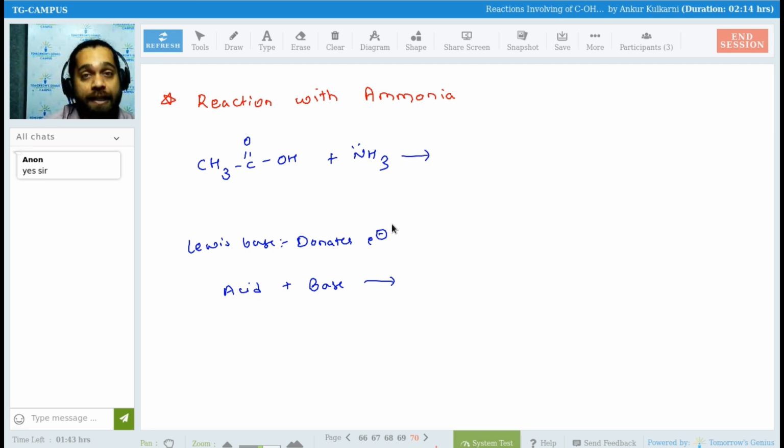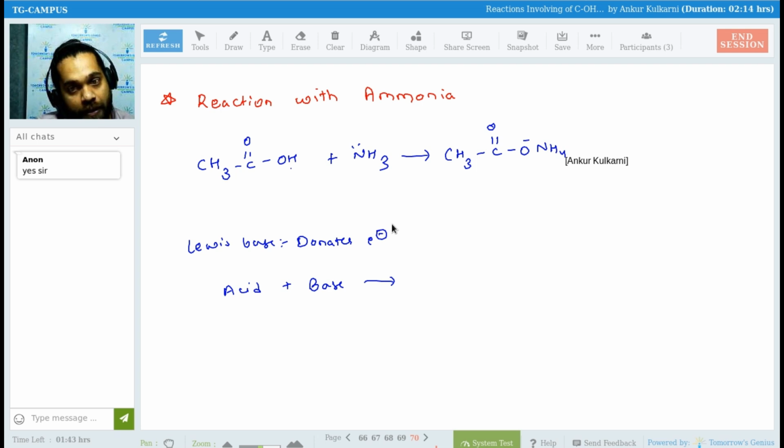That means this NH3, ammonia, being a base, will take the H, and you will have something like this: CH3, C double bond O, O minus. Now the acid has given away the H plus, and we get NH4 plus. Is it clear, Bhuvneshri? So this is called ammonium acetate.